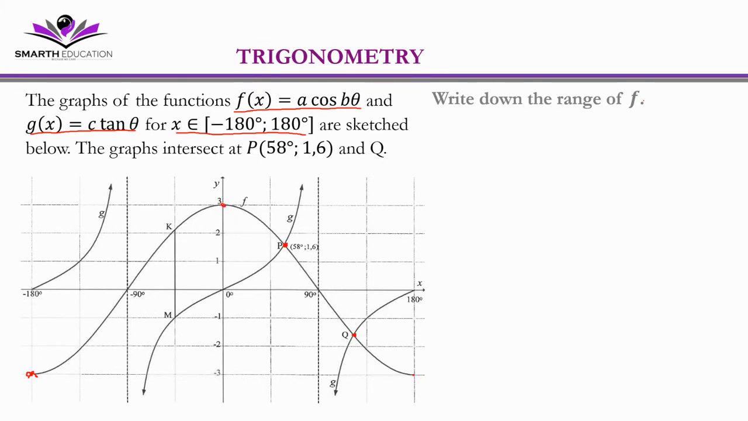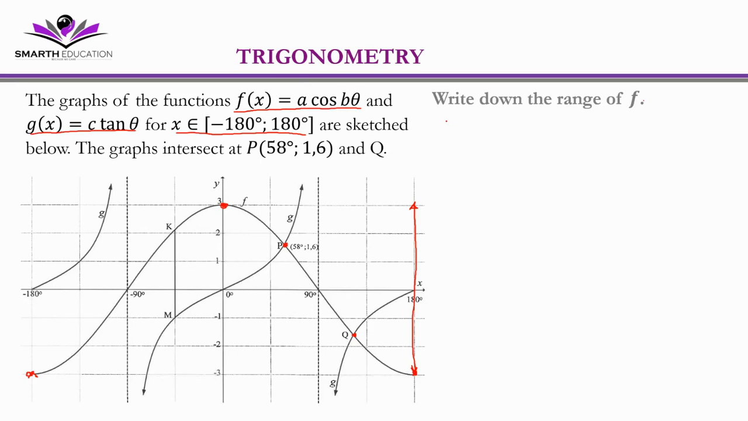The maximum value is 3. The minimum value is negative 3. So the range is from negative 3 up to 3. That's the range there, negative 3 and 3 included.